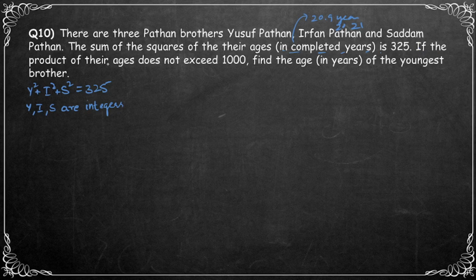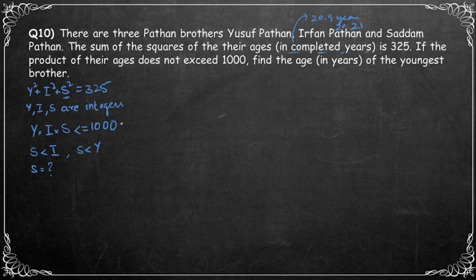So if the product of their ages does not exceed 1000, product of their ages is Y into I into S does not exceed 1000. That means the maximum value is 1000. It can be less than that also. Now they are asking for the age in years of the youngest brother. Let us say S is the youngest. Mathematically we can write it like age of S is less than age of I and age of S is less than age of Y. So we need to find age of S.